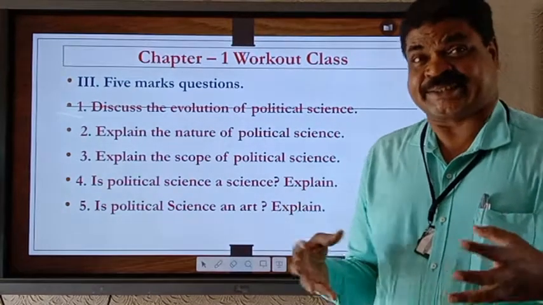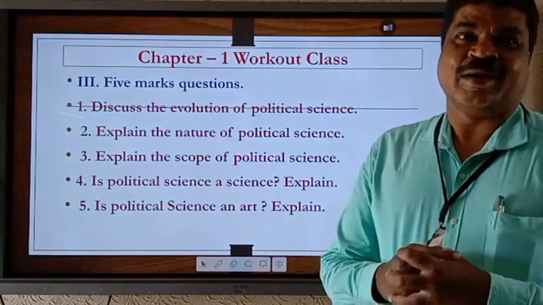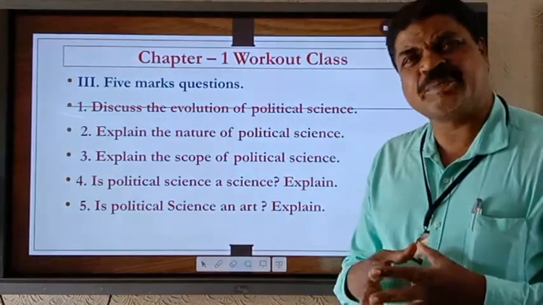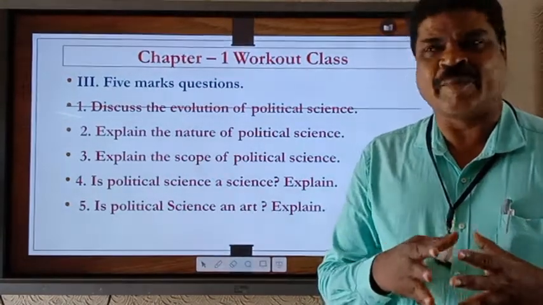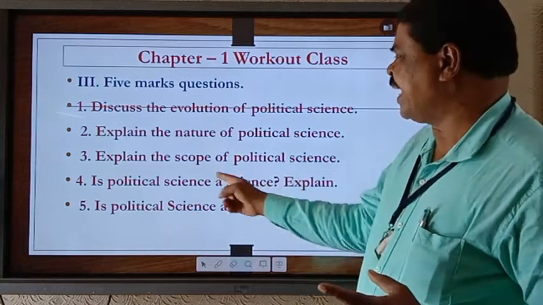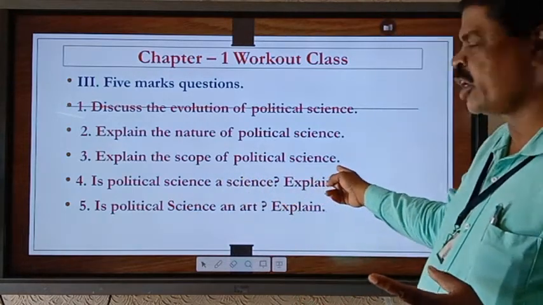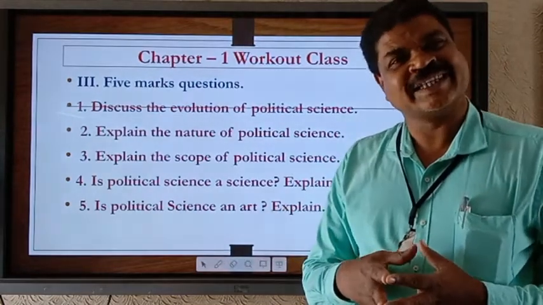Yes, what is its link between mankind, how it has been made, man as a civilized fellow. These things will come in this question. Then we can move towards explaining the scope of political science. Scope means you already understand what its boundary is.